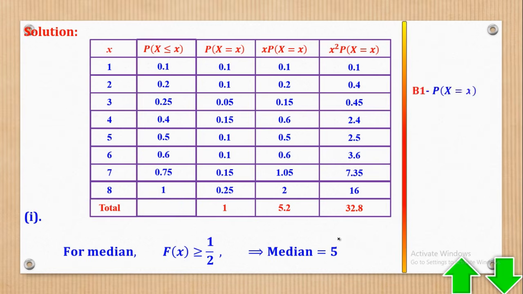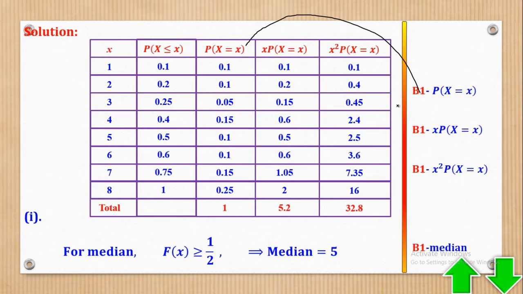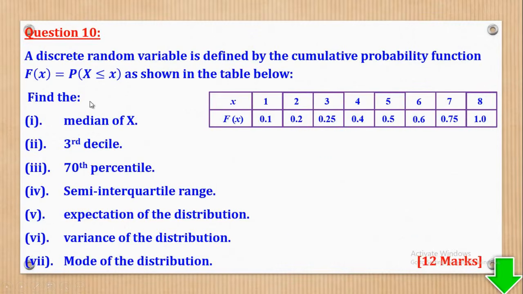So before we go to the next slide, let's see how much can be awarded for this slide. So B1 for generating these values, B1 for generating these values, and B1 for generating these values. B1 for the median. So that was part Roman 1.